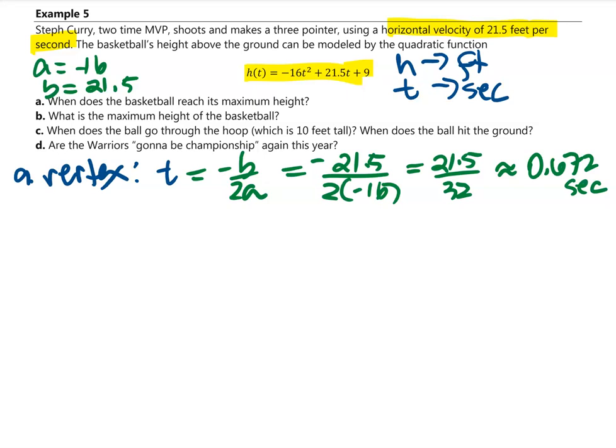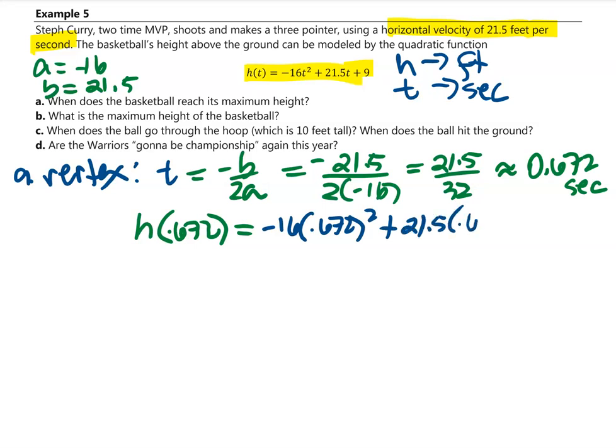And then we need to get h of t, h of 0.672 from the given. So that is negative 16 times 0.672 squared plus 21.5 times 0.672 plus 9.